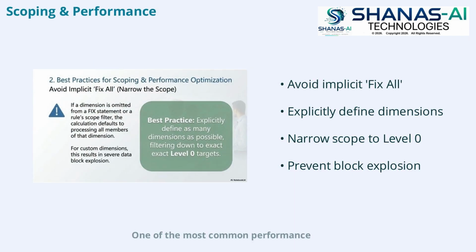One of the most common performance issues arises from implicit fix-all statements. If a dimension is omitted from a fix statement or scope filter, the calculation defaults to processing all members, leading to severe data block explosion. To avoid this, always explicitly define as many dimensions as possible, narrowing the scope to exact level 0 targets. This practice ensures calculations are efficient and targeted.